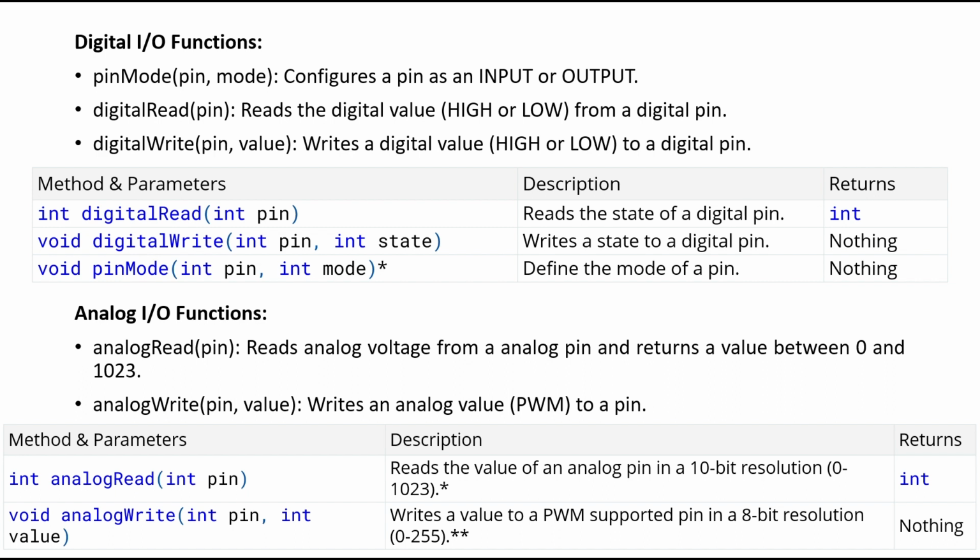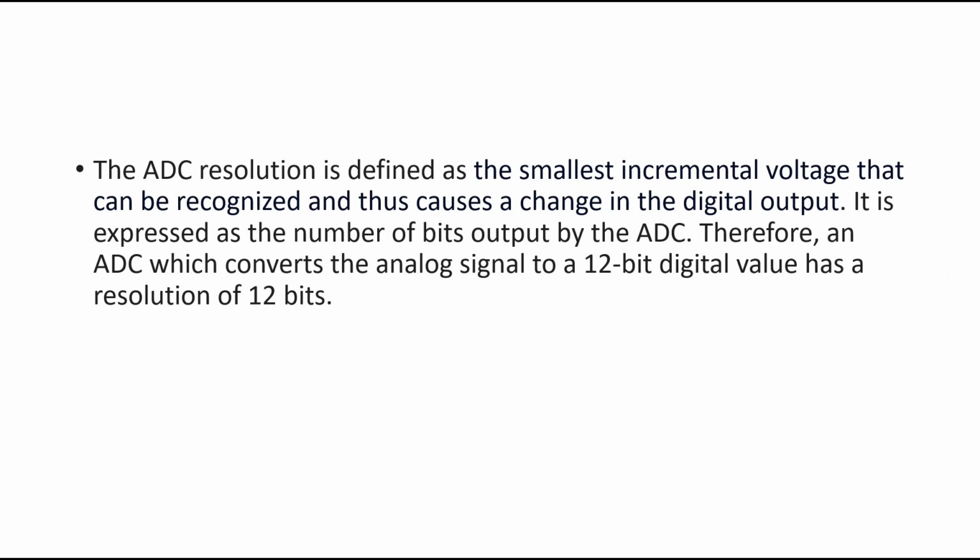Then we have analog input output functions, where we have the analogRead and analogWrite functions. They are used to read analog voltage from the analog pin as well as to write an analog value to the analog pin. In analogRead, we read the analog pin in a 10-bit resolution, 0 to 1023, and in analogWrite, we write to a PWM supporting pin in an 8-bit resolution, 0 to 255. We may wonder what resolution is and what PWM is. We will be seeing PWM later in the upcoming videos.